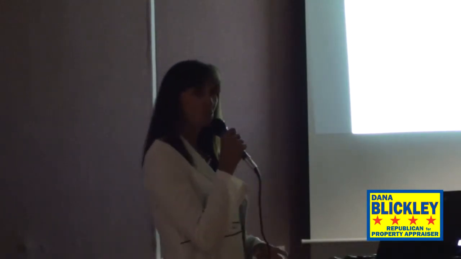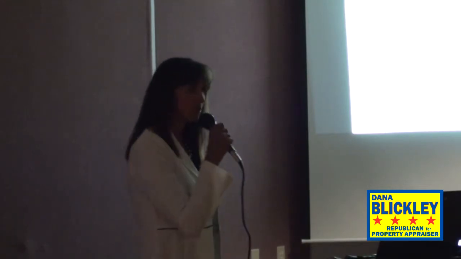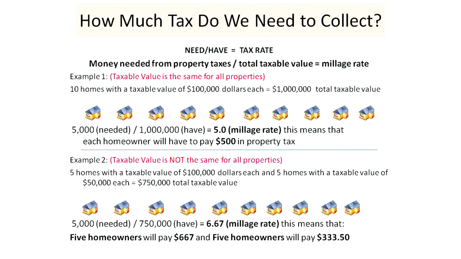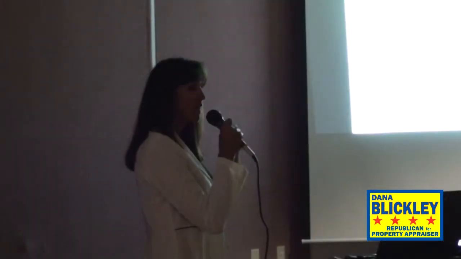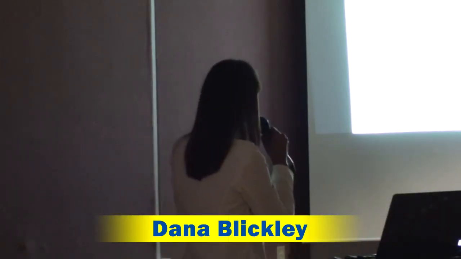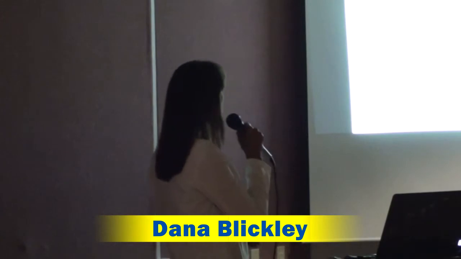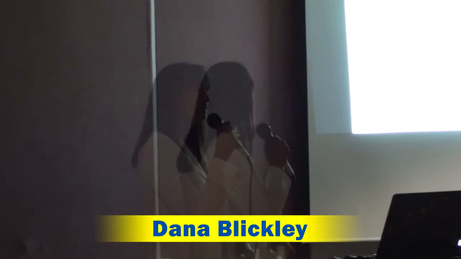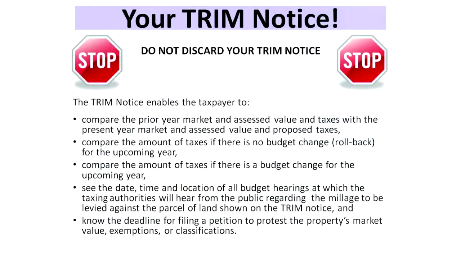That's no longer the case anymore. Now we have some other variables that make that equation much more difficult. So we're going to move down to example number 2. Same 10 homes, but now we have 5 homes with a taxable value of $100,000, and we have 5 with a taxable value of $50,000. So now we only have $750,000 for our total tax base. Here's what it boils down to though. We got 5 homeowners that are going to pay $667, and 5 homeowners are going to pay $333.50.